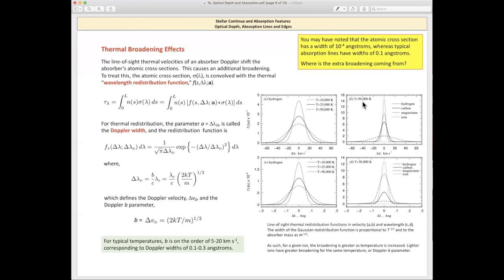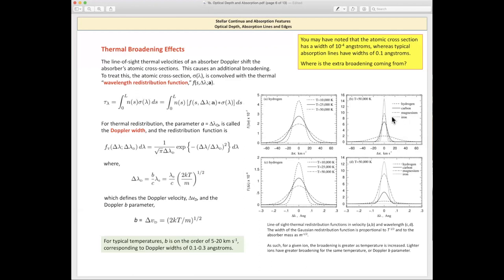But what if you use the same temperature for different masses? The first panel shows you the temperature dependence for a fixed mass. This panel shows you the mass dependence for a fixed temperature. Here's 50,000 degrees. In hydrogen, this dotted line, you can see it's very broadly spread out. Those atoms are moving really fast, 30 to 40 kilometers per second, because of this temperature of 50,000 degrees. But carbon is 12 times heavier, so m is 12, and you can see it has a narrower velocity dispersion.